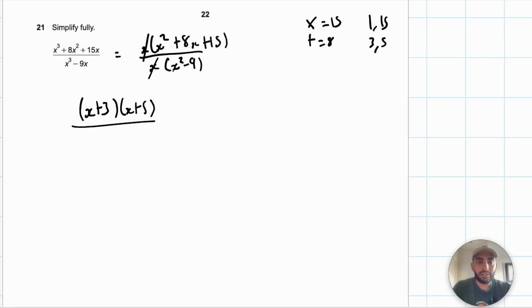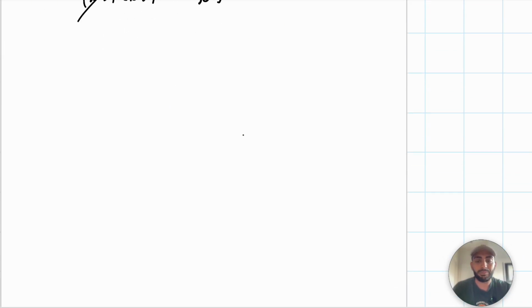And on the bottom, I can see this is going to be a difference of two squares. So in one of the brackets, it's going to be x plus 3, and in the other bracket, it'll be x minus 3. So if you've got square numbers in a quadratic, you might be able to do difference of two squares. I can also see that x plus 3 and x plus 3 will cancel out. So I'm just left with x plus 5 over x minus 3. That'd be my final answer.